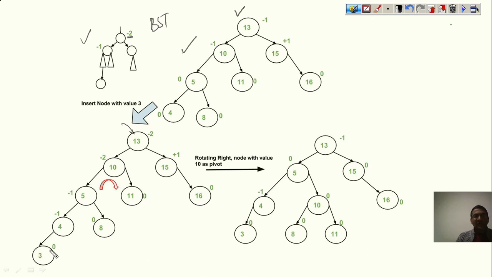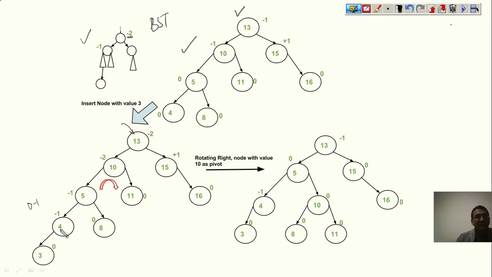Now after inserting a node, every time we need to check the impact on the balancing factor. When we check, this is -1, because this height is 0, so 0 minus 1 is -1. Here, 1 minus 2 is -1. Here, this is 3 and this is 1, so 1 minus 3 is -2.